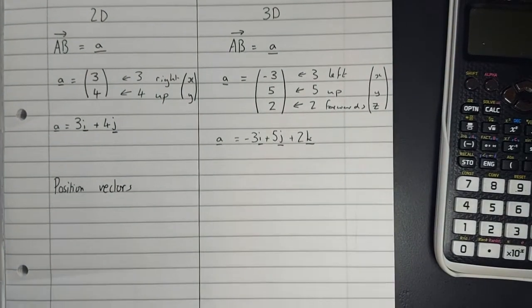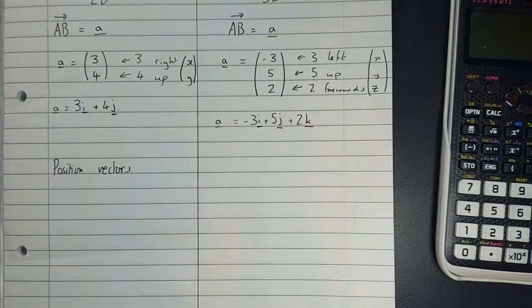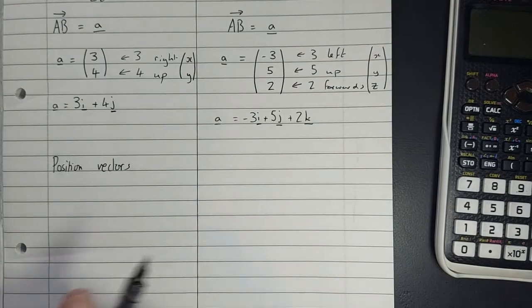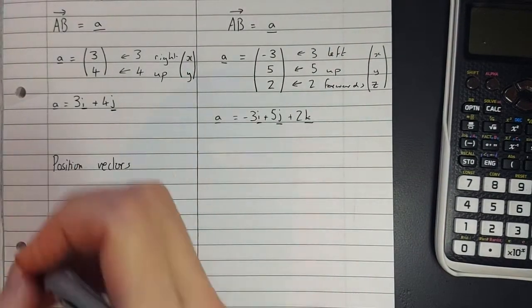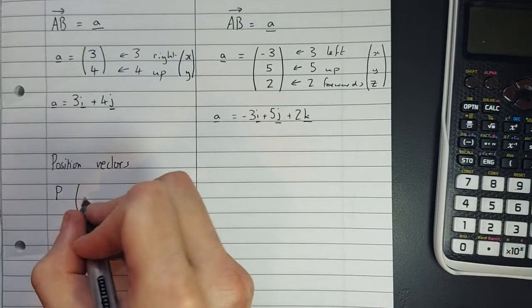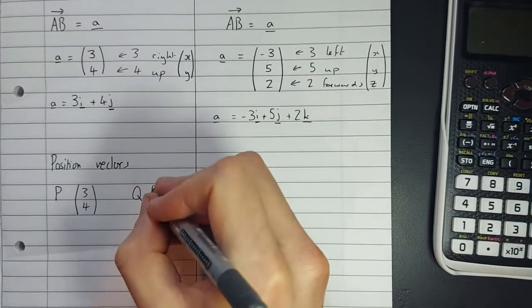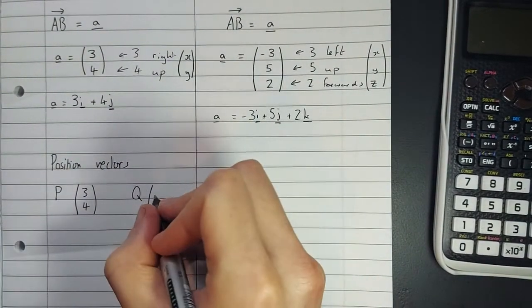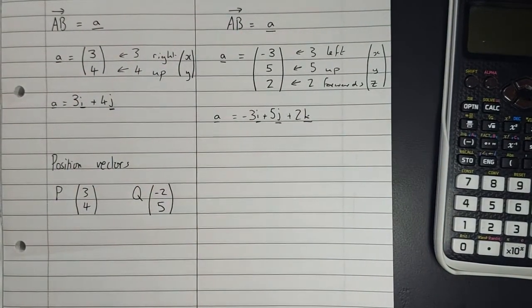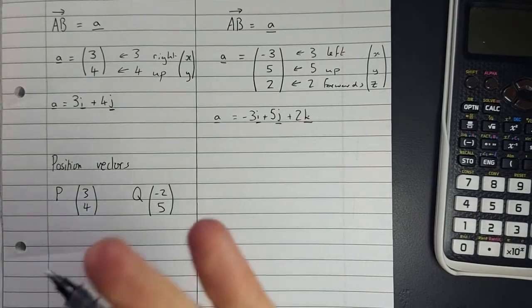Okay, so a quick recap of position vectors. Position vectors describe how you get from the origin to a point. Okay, from an origin to a point. So let's say P has a position vector. Let's use what we did up there, 3, 4. And let's say Q has a position vector -2, 5.